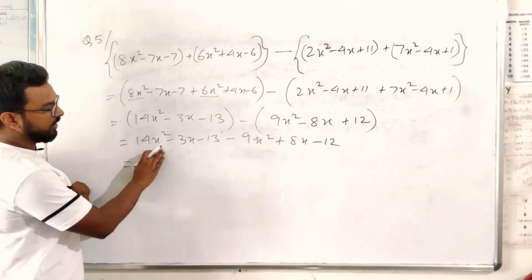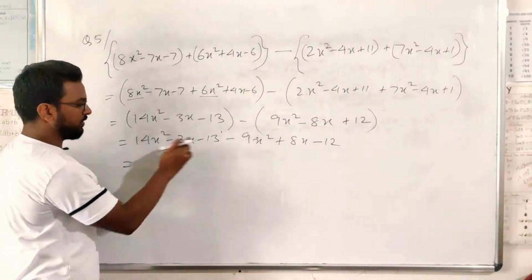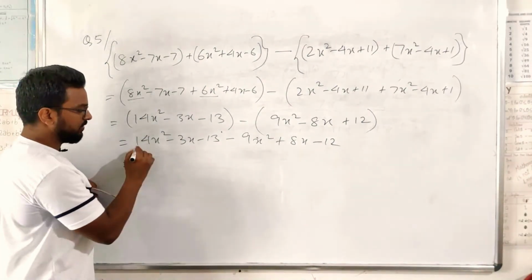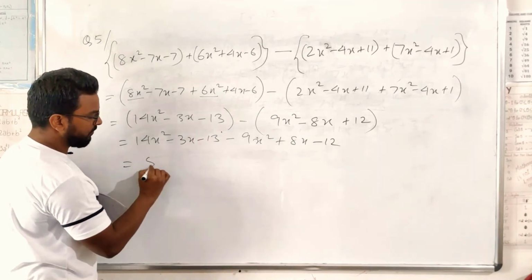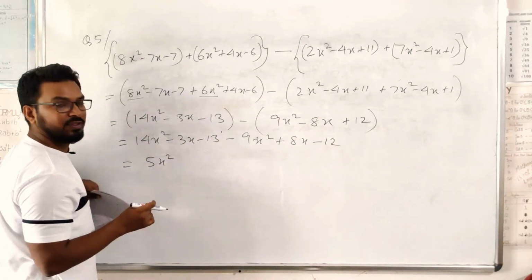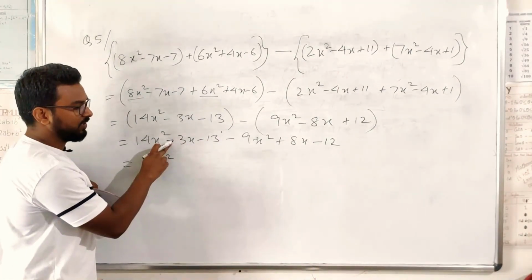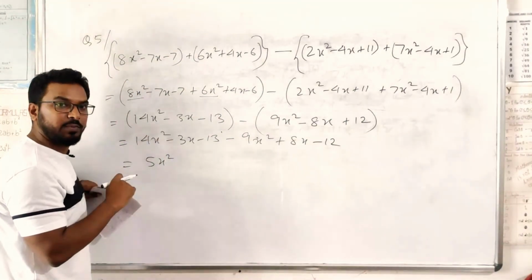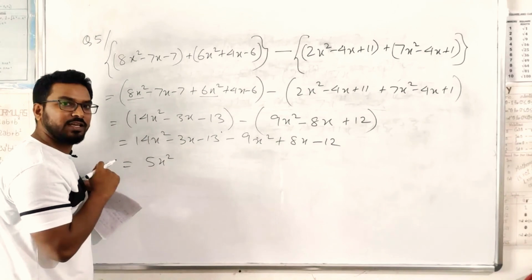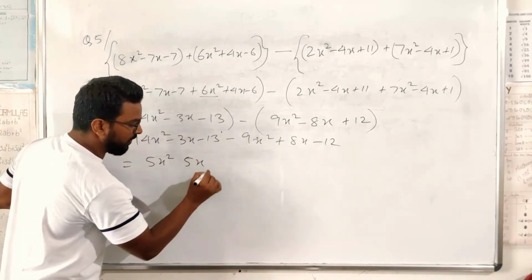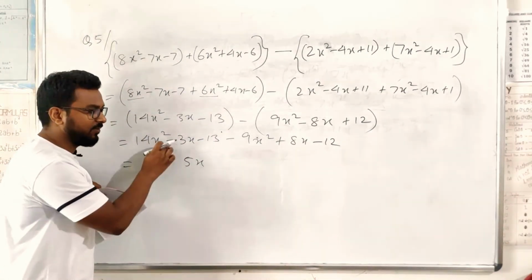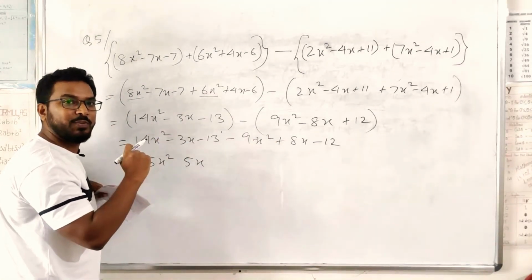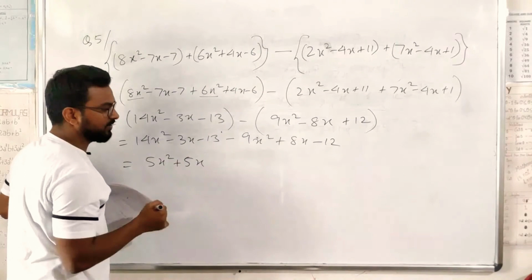Now you see 14x square and this is 9x square. This is plus and this is minus. Plus minus minus. So 14 minus 9, it will be 5x square. Next one is 3x. This is minus 3x. This is plus 8x. Plus minus minus. 8 minus 3 is 5. We'll write 5x. Now what is the greater sign? Minus or plus? It will be plus because 8 is greater, so it will be plus.